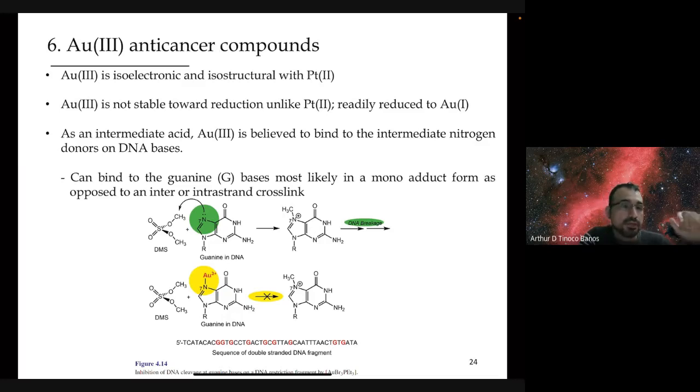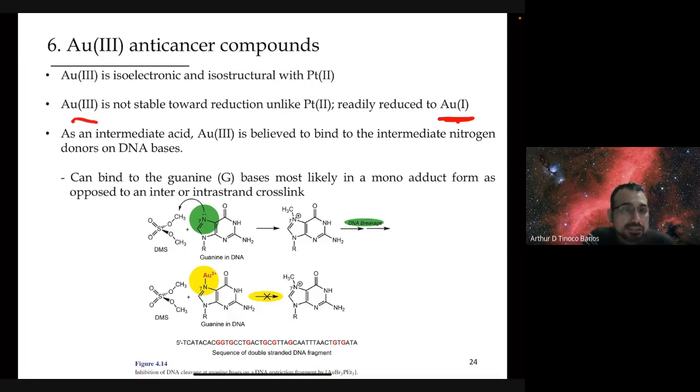Okay. All right, so that gives us an overview of the gold 1 compounds. We looked at auranofin, we looked at the second generation compounds with bidentate phosphine groups and even carbenes. So now, just very briefly, we're going to talk about gold 3. So I gave you a bit of background about gold 3 to distinguish it from gold 1. So gold 3 is isoelectronic and isostructural with platinum 2. However, it is not stable toward reduction like platinum 2 is, so gold 3 can be reduced to gold 1.